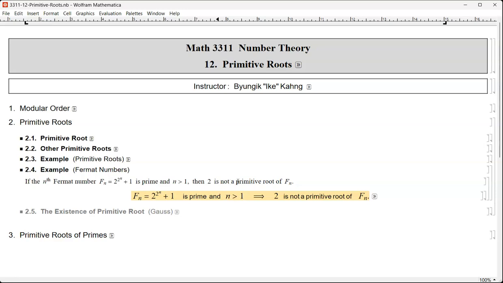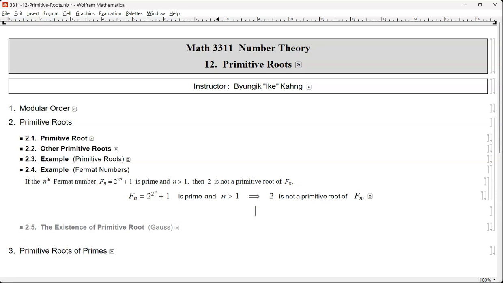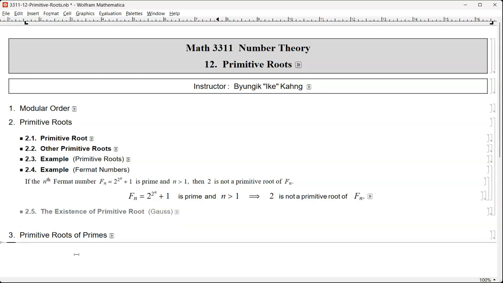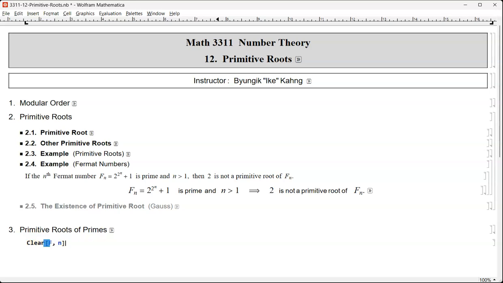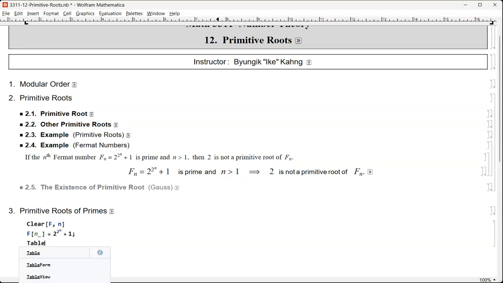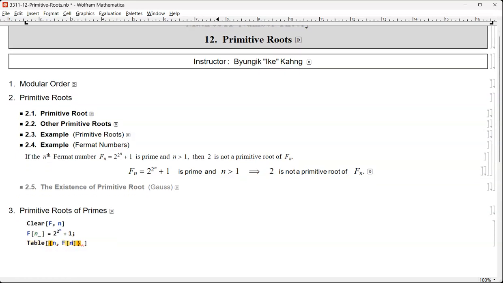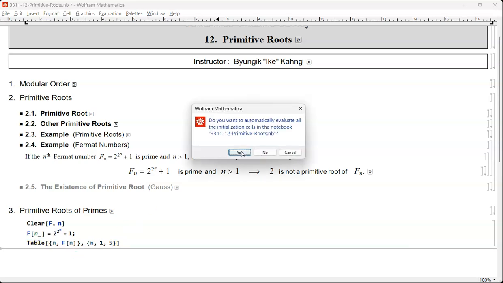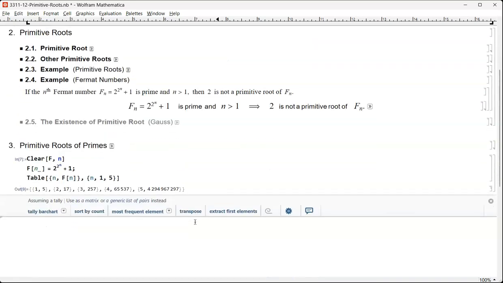Well, okay, when n is equal to 1, then let's see. No, let's do it this way. Okay, all right. Let's ask Mathematica to do the computation.